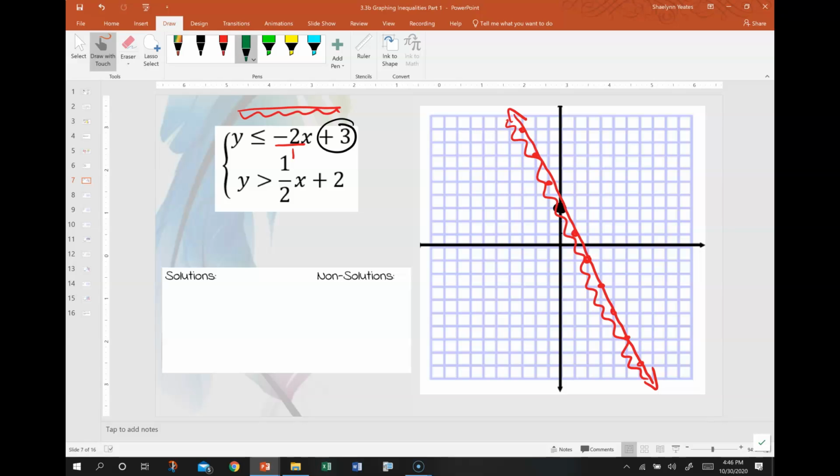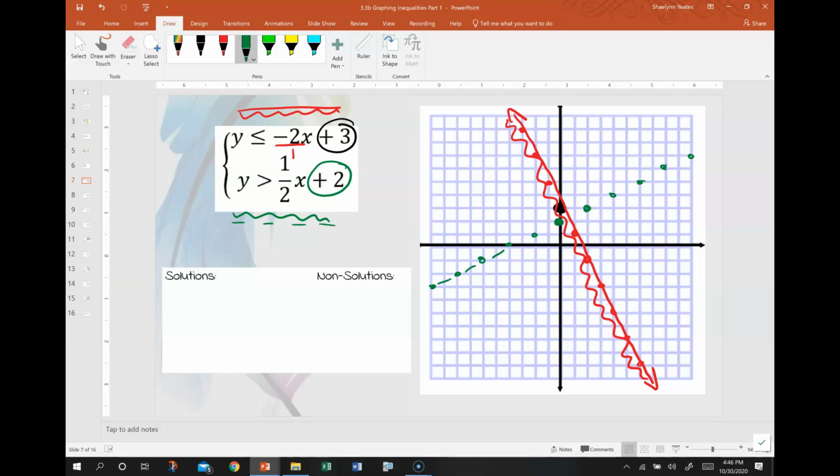So on the second one, I'm going to start at a positive 2. And I'm going to go up 1 over 2, up 1 over 2, up 1 over 2, up 1 over 2, up 1 over 2. And then I want to continue the other direction, down 1, left 2. And this one is a dotted line, and this one is shaded above.